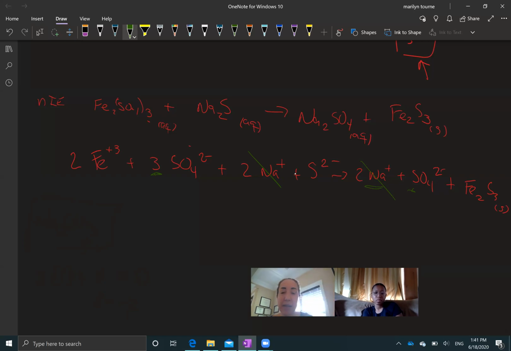Oof, my bad. If there's 3 SO4s here, you have to have 3 SO4s here, which makes 6 Na+, which means this has to be a 3, which means this changes to 6 and this changes to 6.